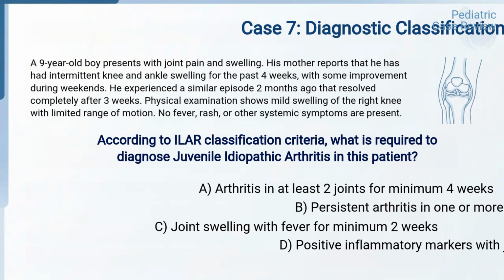According to International League of Associations for Rheumatology classification criteria, what is required to diagnose juvenile idiopathic arthritis in this patient? Option A, arthritis in at least 2 joints for a minimum of 4 weeks. Option B, persistent arthritis in 1 or more joints for at least 6 weeks. Option C, joint swelling with fever for a minimum of 2 weeks. Option D, positive inflammatory markers with joint symptoms for 4 weeks.